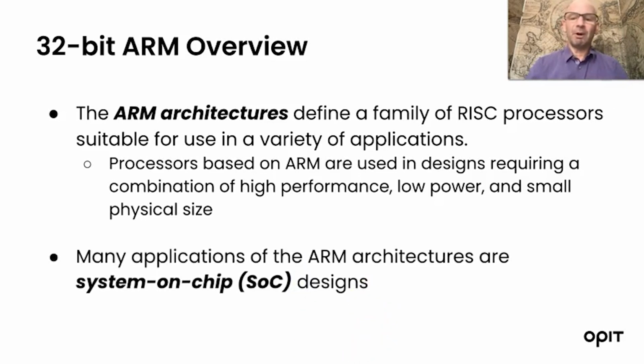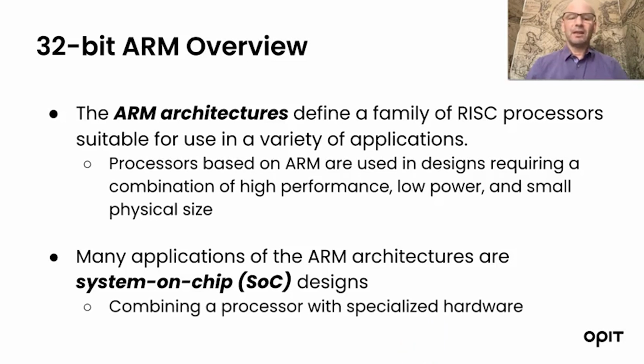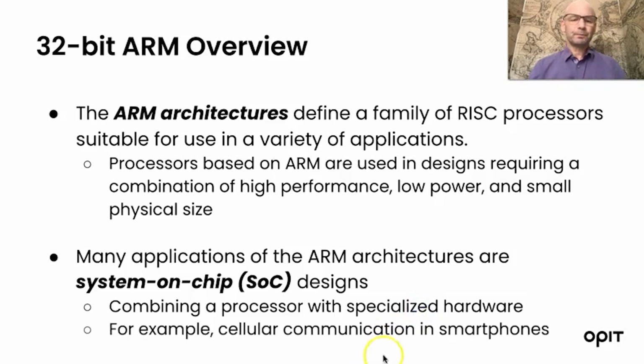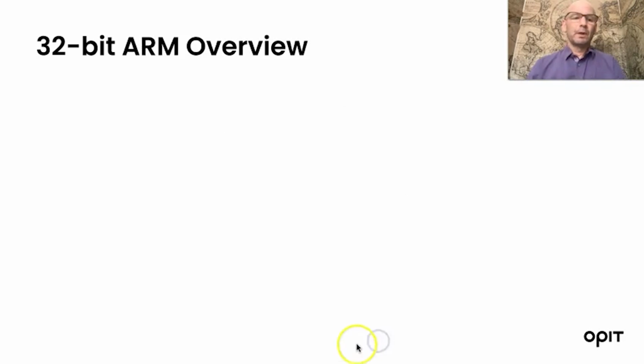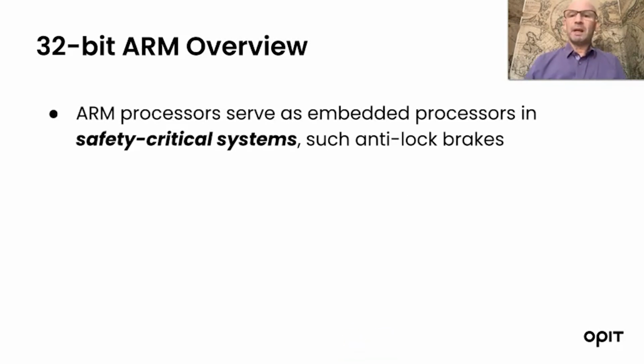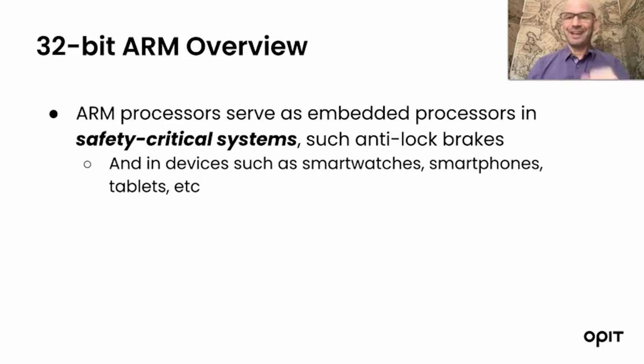So many applications of the ARM architectures are what we call system-on-chip designs, or SoC designs. And they combine a processor with specialized hardware depending on the size of the device, what the size requirements are, etc. So for example, another example would be cellular communications in smartphones. Now, ARM processors serve as embedded processors also in safety critical systems, such as anti-lock brakes as an example. Also in smartwatches, smartphones, which I'm sure most if not all of you have, tablets, and other similar style devices.